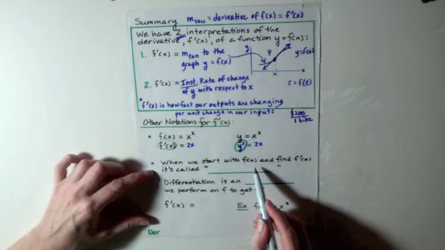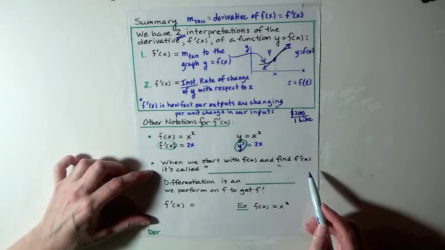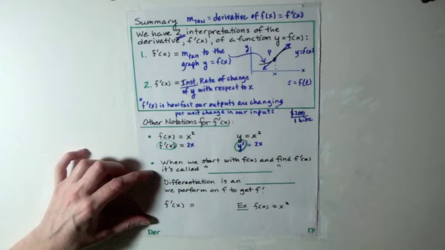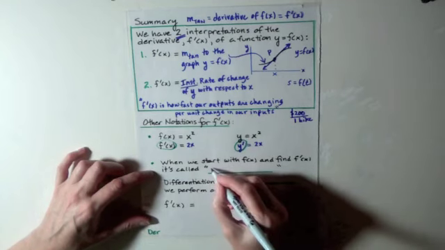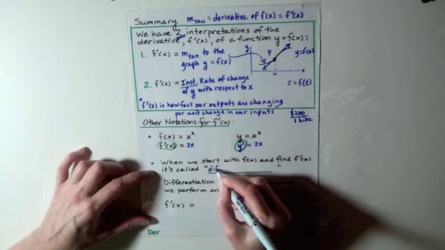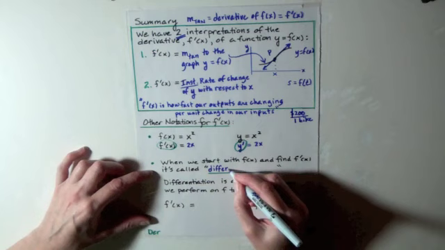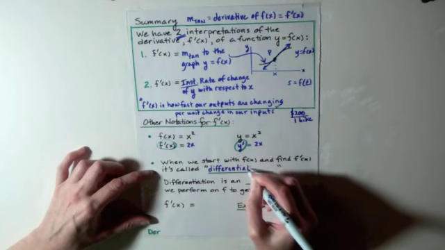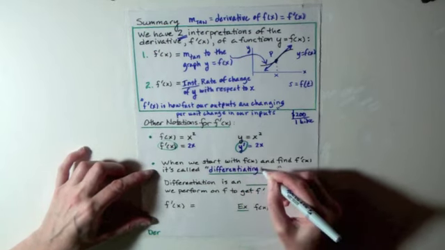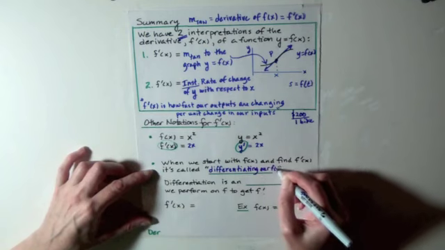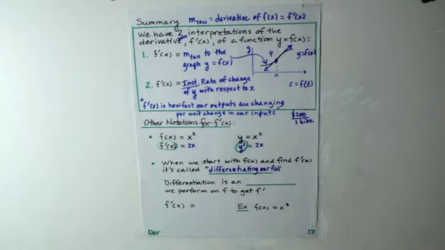When we start with a function f of x and we find f' of x, its derivative, we have a special verb for that process. It is called differentiating our function. So let me just write that in here. It is called differentiating because you're finding the derivative of our original function, our f of x. So if someone says find the derivative, they might also say differentiate the function f of x to find f' of x.